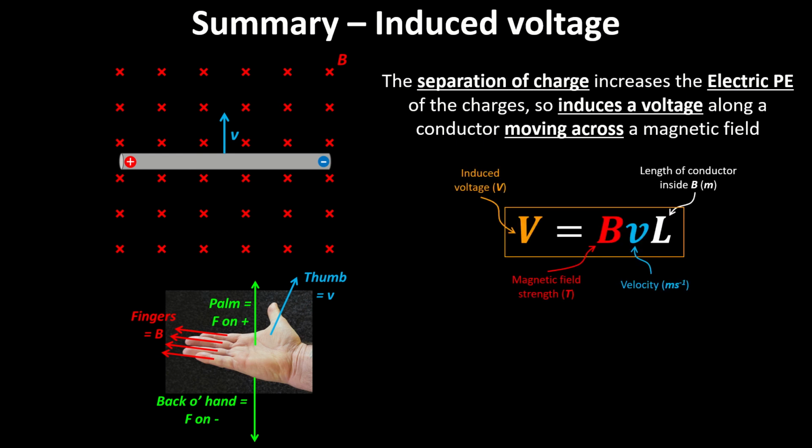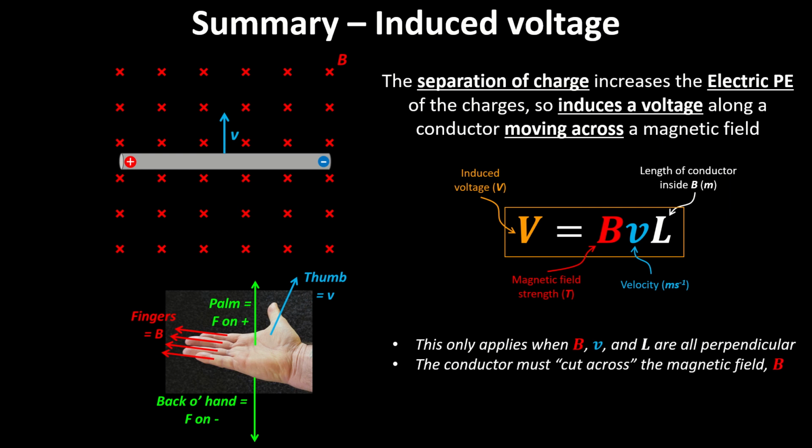We can use the right-hand rule for the force on a charge to figure out the orientation, to which end would be positive and negative. And we can use the formula V equals BvL to calculate the magnitude of the voltage. But remember, that formula only applies when those things are all perpendicular, B, v and L. The conductor has to be cutting across the magnetic field, and if it is not, the induced voltage is 0.